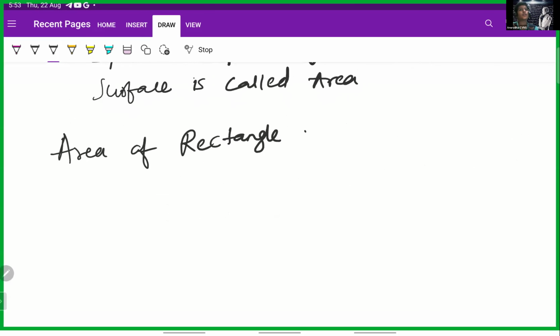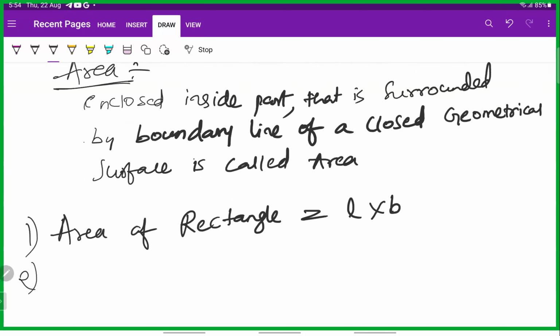Sir, length into breadth, sir. Length plus breadth. Length into breadth, sir. Oh my God! I will commit suicide. Should I go? If I call a 6th class fellow and ask what is area, he will say, sir, length into breadth. Don't commit mistakes. So next, can you scroll a bit up? Okay, sir.